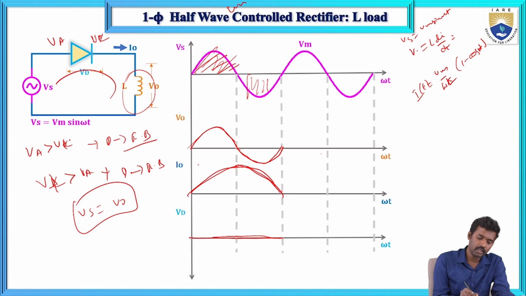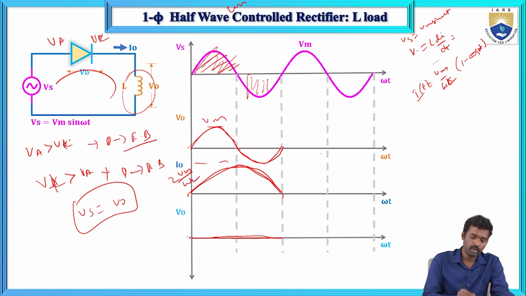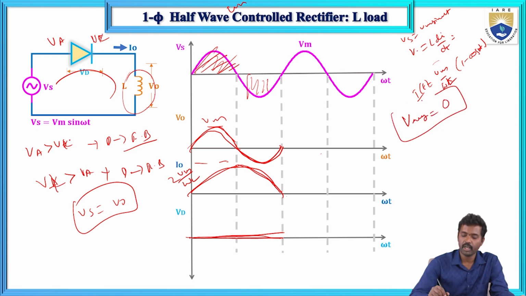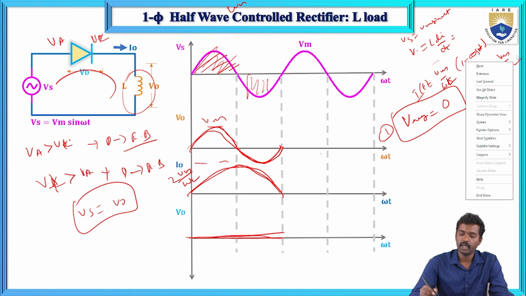So this is the current waveform. The maximum value here is 2Vm by omega L. And the diode voltage is always 0. Now for the V average value, it is a symmetrical waveform, so for any symmetrical waveform the V average value equals 0. And what about the current waveform? Second, I average equals Vm by omega L.